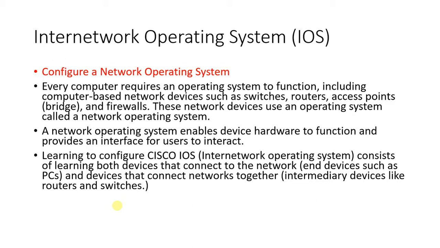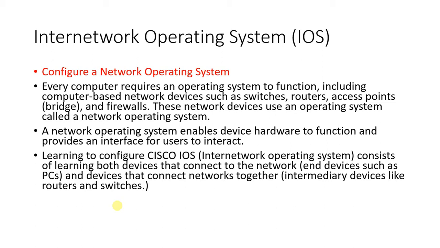Now, to understand the working of Packet Tracer, we have to basically learn about the Internetwork Operating System, and how to configure a network operating system. Every computer requires an operating system to function, including computer-based network devices such as switches, routers, access points, and firewalls. So any kind of device which we use in a network has an operating system. These network devices which use an operating system are called network operating systems. A network operating system enables device hardware to function and provides an interface for users to interact.